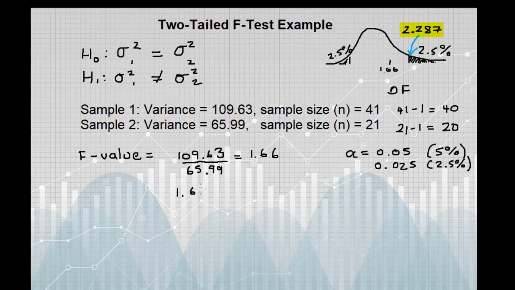If the calculated value is higher than the table value, we can reject the null hypothesis. It is not higher, so the null hypothesis stands.